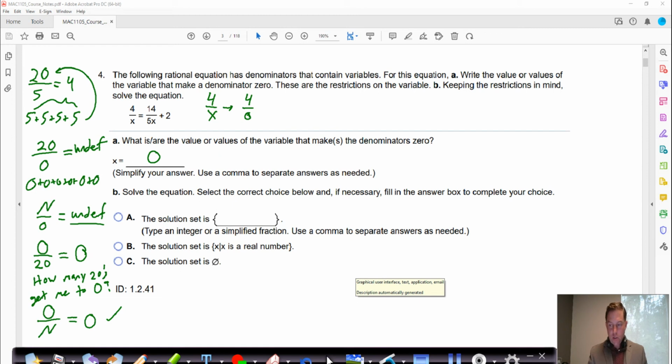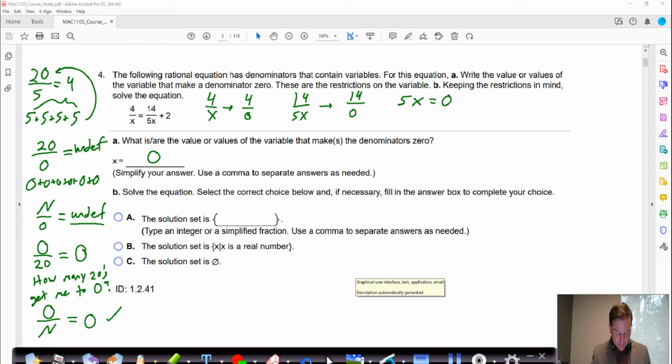The next one's a little trickier to see. What about 14 over 5x? So what we don't want is 14 over 0. So in essence, what we don't want is 5x to equal 0. You can set those equal. So let's set that to 0 and see what number would fill in for x.